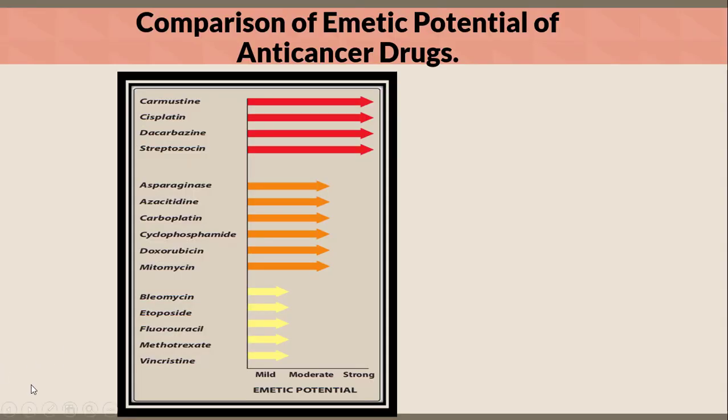Comparison of emetic potential of anti-cancer drugs. We have three main categories: mild, moderate, or strong emetic potential. When it comes to the strong emetic potential, its members are carmustine, cisplatin, dacarbazine, and streptozotocin. For the moderate emetic potential, the members are asparaginase, azacitidine, carboplatin, cyclophosphamide, doxorubicin, mitomycin. And the mild emetic potential group members are bleomycin, etoposide, fluorouracil, methotrexate, vincristine.